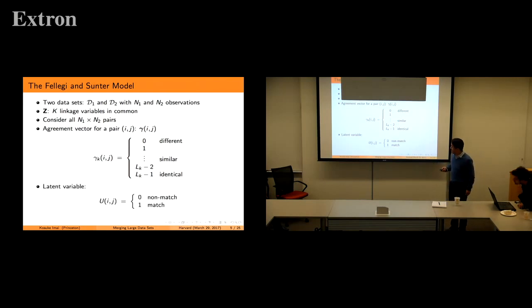Okay, and the key of this model is that there's a latent variable. It's a binary latent variable that you don't observe. So if the pair is actually matched, it's 1. If it's not matched, it's 0. Okay?